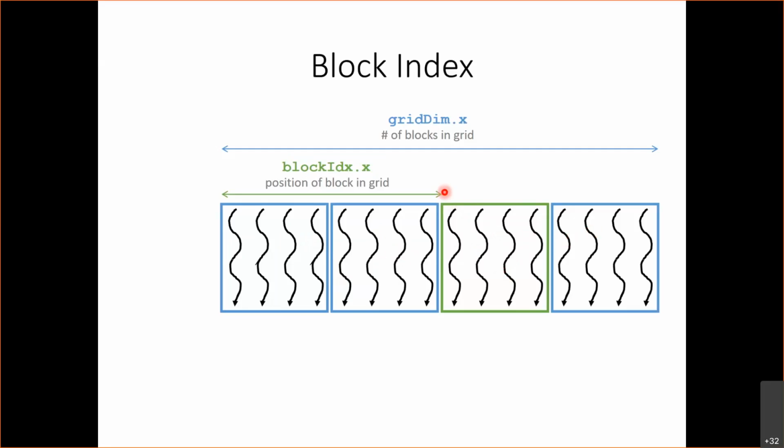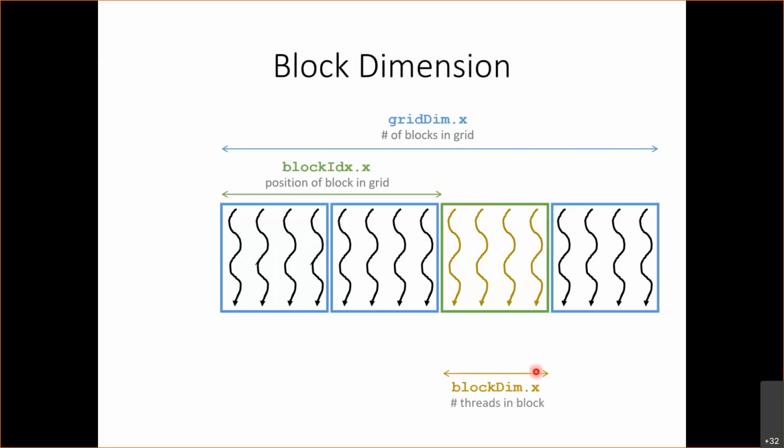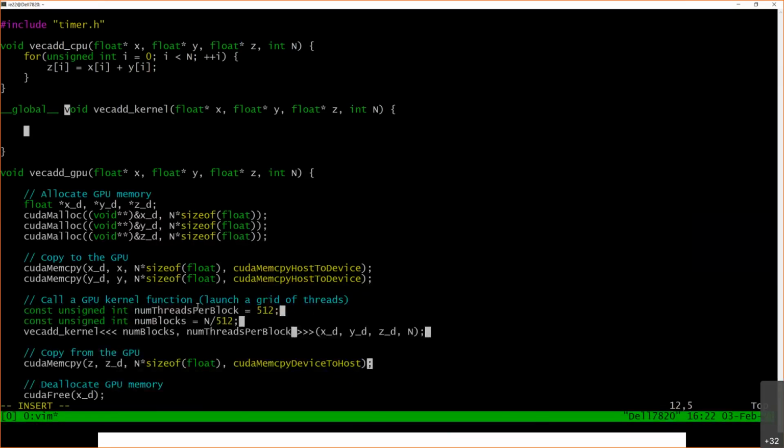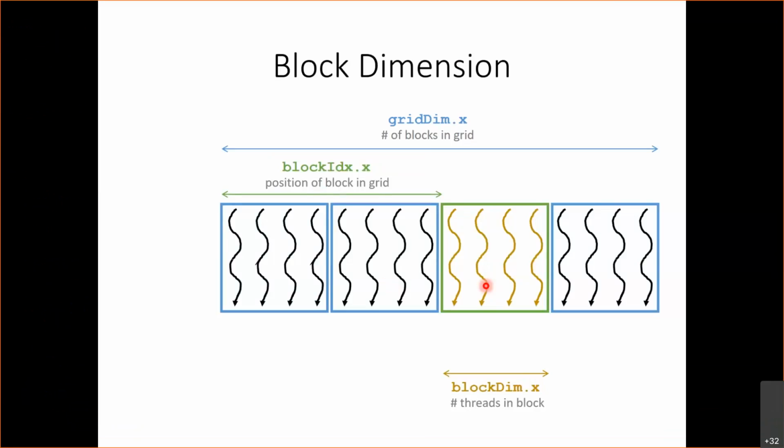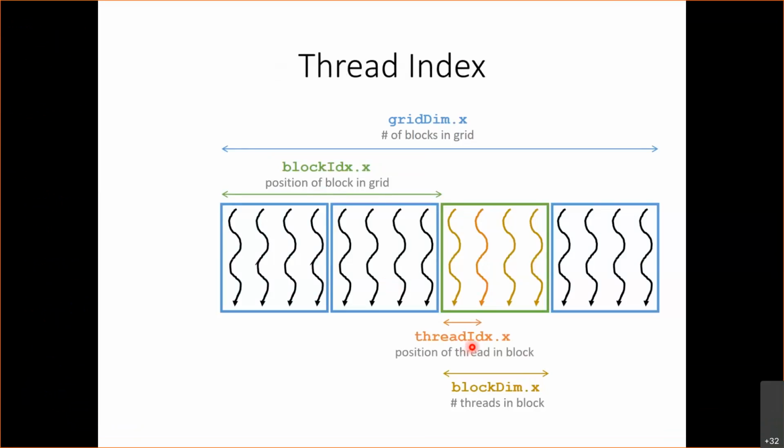Okay. Then we have blockDim.x. So blockDim.x tells a thread how many threads there are per block. And again, blocks can be multi-dimensional, so that's why we have the .x over here. So in this case, blockDim.x would be 4. In reality here, our blockDim.x corresponds to the number of threads per block, which is 512. And then finally, we have threadIdx.x. threadIdx.x tells a thread what its index is relative to other threads inside of its block.